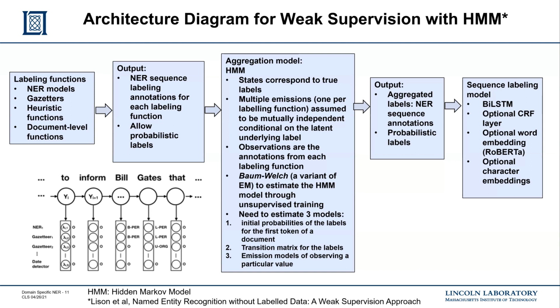But then sometimes you can improve your accuracy by actually training a sequence labeling model. And the package that Lison et al. have posted on GitHub uses BiLSTM to train a deep learning model. It has an optional conditional random field layer, and then it has some embeddings you can pick. So you can use word embeddings or character embeddings, I believe, in their package.